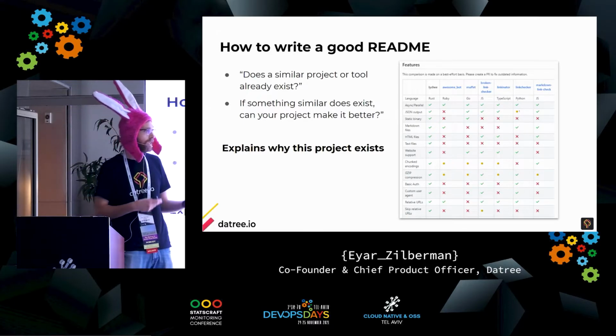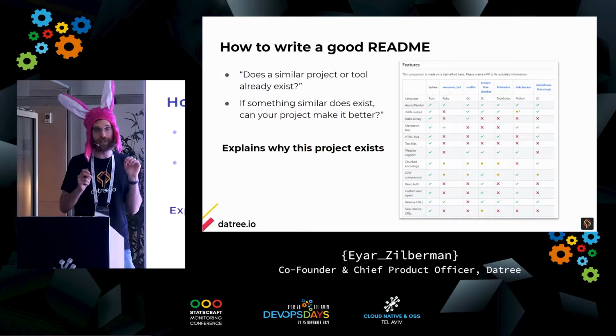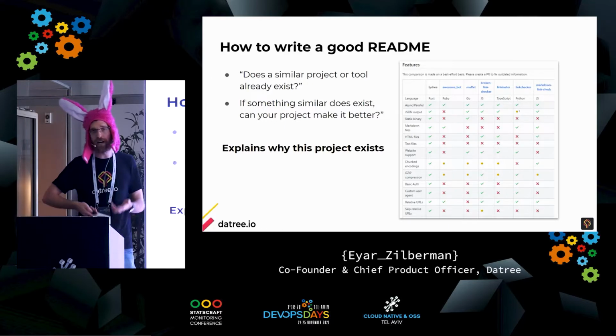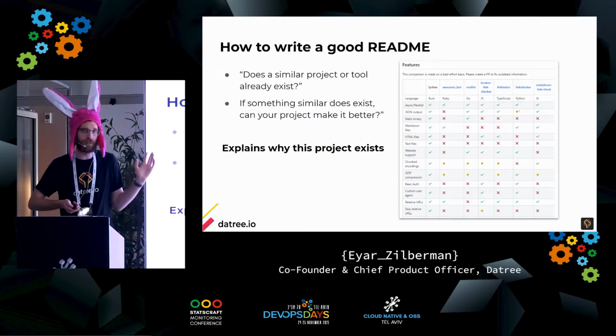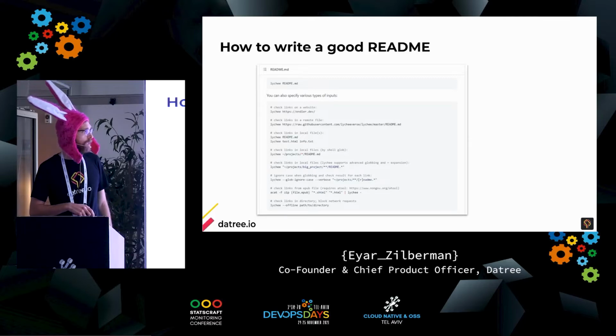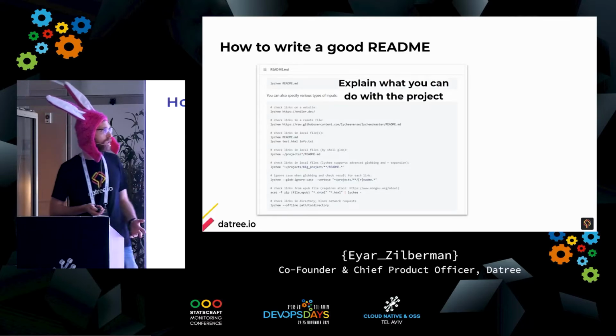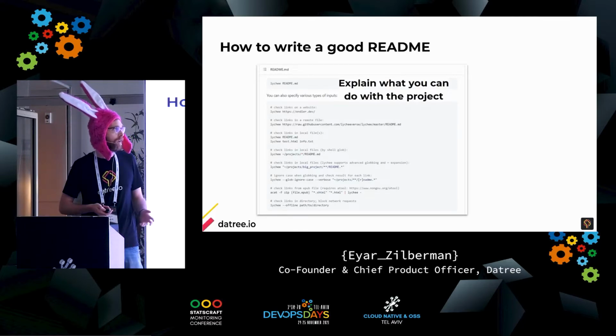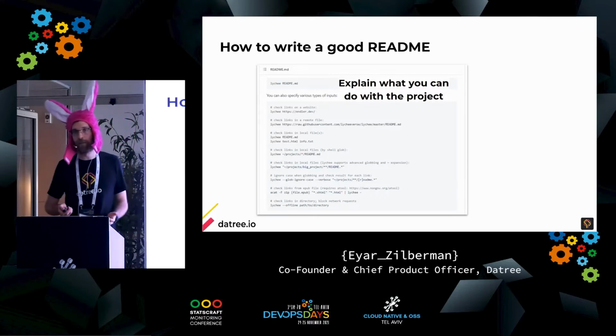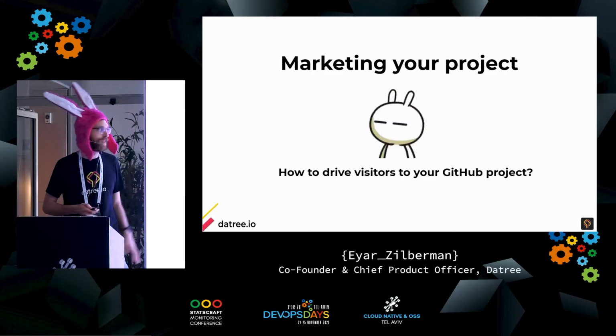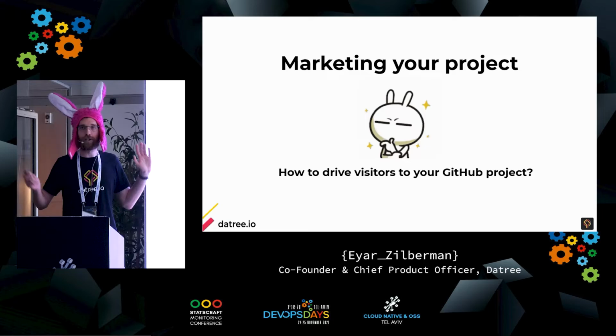I think this is a really nice way to explain why this project exists. So I really like it. But again, there are other ways to show it. This is only one example. The next thing that we talked about is explaining what you can do with the project itself, the documentation. And that was the coding part.